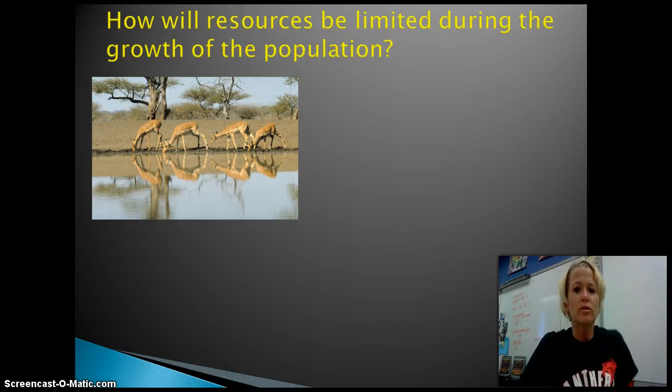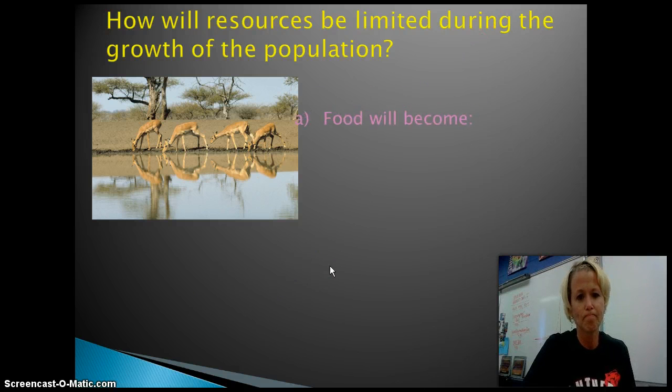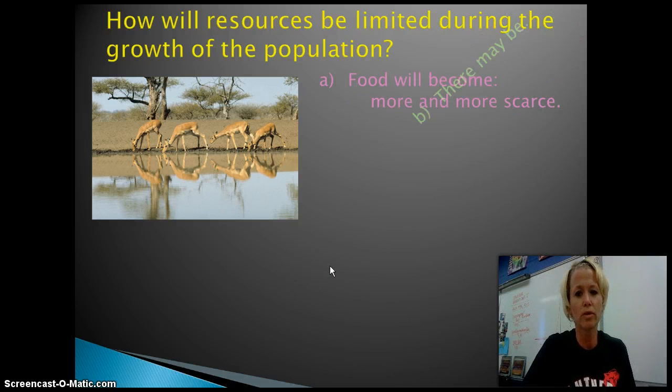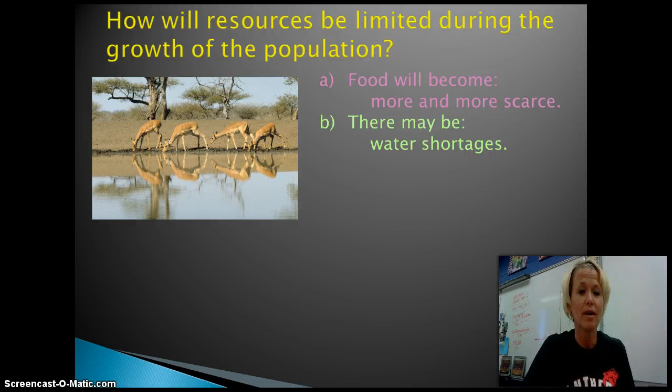So how will resources be limited during the growth of a population? Food will become more and more scarce. There may be water shortages. You can think of a drought. A drought is going to affect so many organisms. A drought can affect a plant population. If a plant population is affected, it's going to affect maybe a population of herbivores. And if a population of herbivores is affected, it might even affect a population of carnivores.